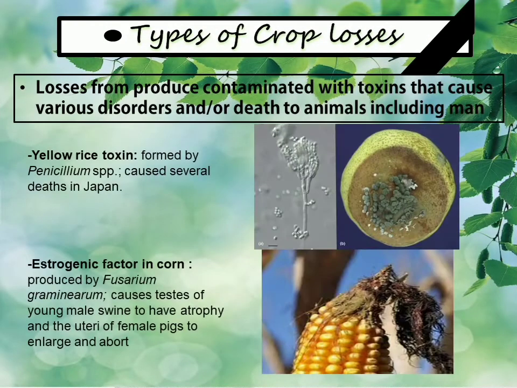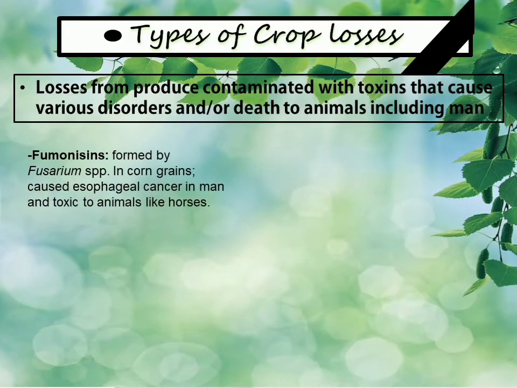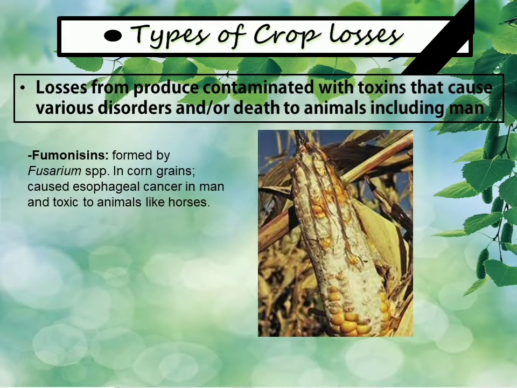Yellow rice toxin formed by Penicillium spp. caused several deaths in Japan. Estrogenic factor in corn produced by Fusarium graminearum causes the testes of young male swine to atrophy and the uteri of female pigs to enlarge and abort. Fumonisin formed by Fusarium spp. in corn grains causes esophageal cancer in men and is toxic to animals like horses.